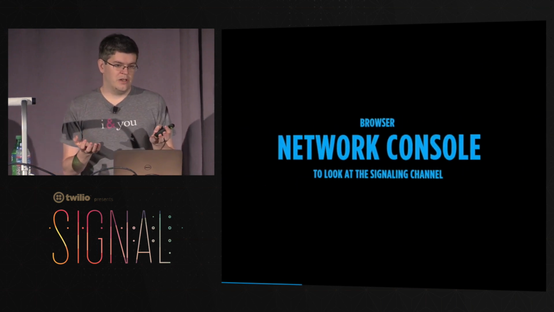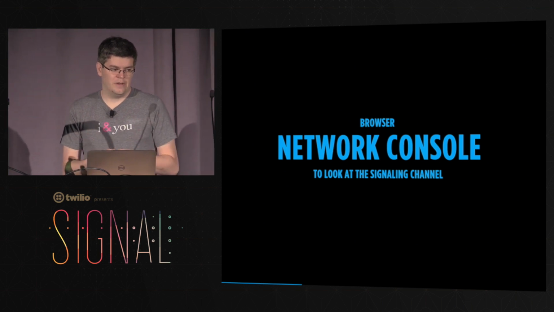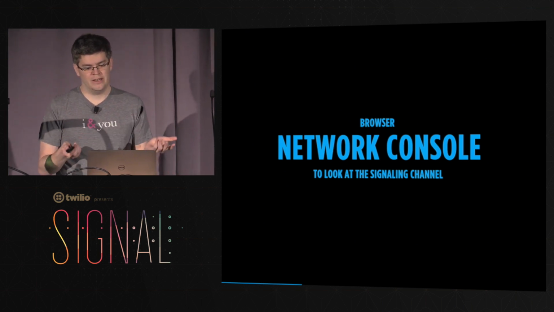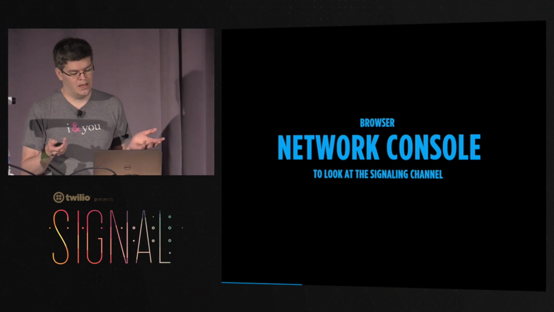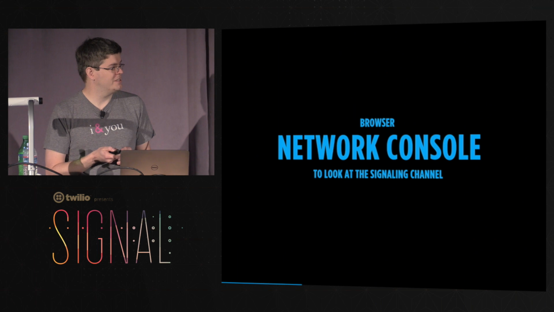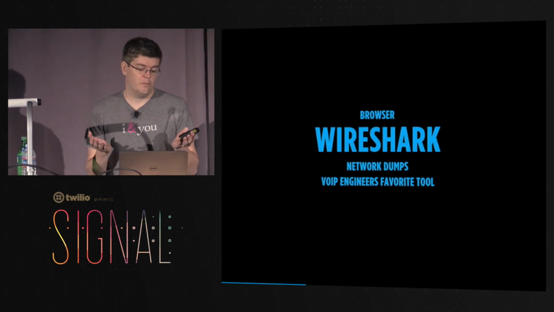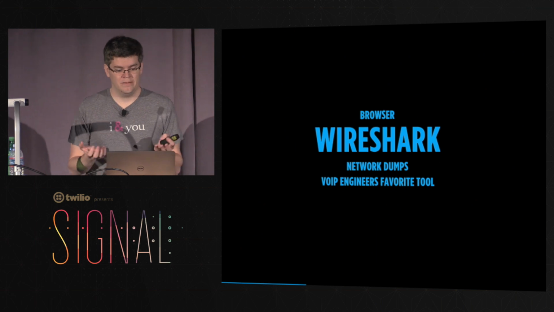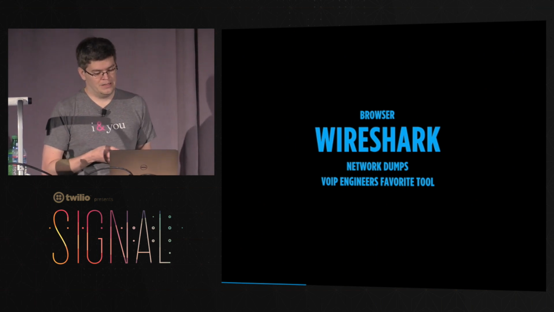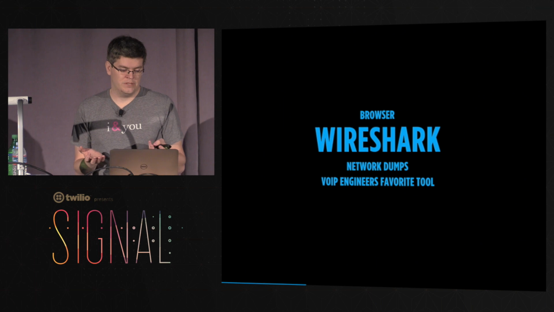In the browser, you also have the network console to take a look at all the signaling traffic, which gives you information about whether TRICKLE ICE is used, how the SDP is manipulated, if at all, and stuff like that. And if that doesn't work, you still have Wireshark, which is a packet capturing tool. It's the voice over IP engineer's favorite tool. And you can create network dumps with it.